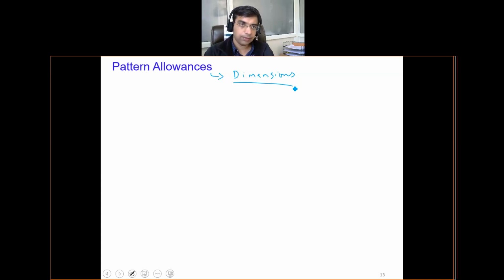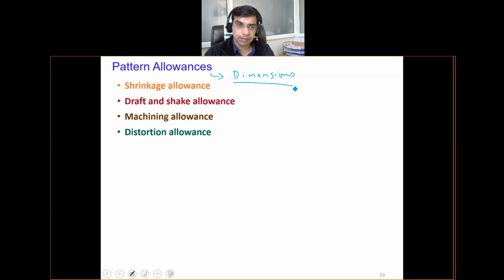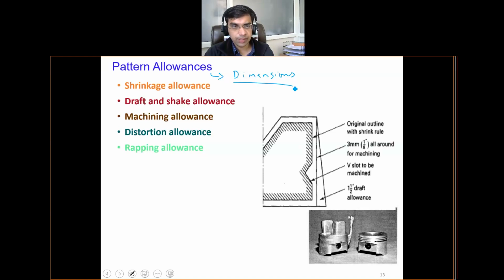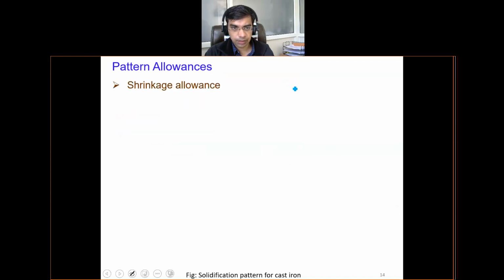There are different types of allowances which are provided on the pattern. We will see one by one all these allowances, why they are provided, how they are provided, and what their intent is. There is the shrinkage allowance, then the draft and shake allowance, the machining allowance, the distortion allowance, and the warping allowance. Largely, these are the five main allowances provided on any pattern. We will study them one by one.